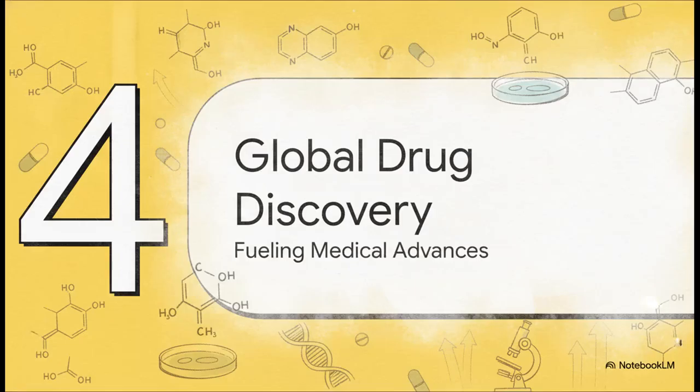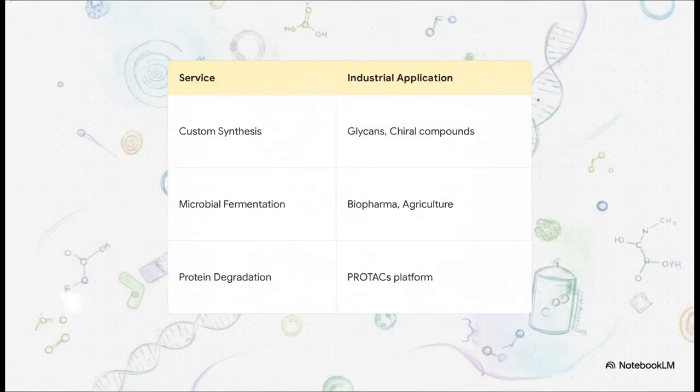Let's scale this up. Section 4, fueling global drug discovery. You see, understanding these groups is way beyond just an academic exercise. It's the absolute bedrock of the pharmaceutical industry. Large-scale industrial suppliers, like BOC Sciences, for instance, manipulate these functional groups on a massive global scale. Mastering these groups allows for the custom synthesis of precise chiral compounds, scales up biopharma through microbial fermentation, and even drives cutting-edge targeted protein degradation platforms like Protex. It is literally an atomic assembly line tailored for human health.